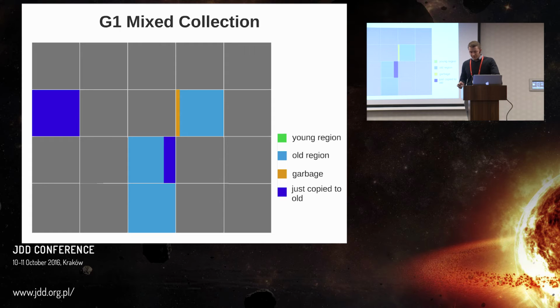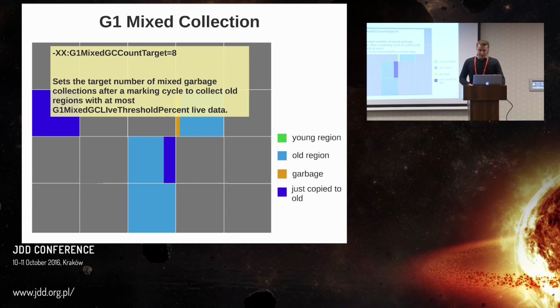Once all the regions are evacuated, the mixed collection will be stopped, and then we will again have young collections, and then again marking phase and mixed collections. The number of the cycles will be by default 8. So it will collect all the regions from old generation after 8 cycles. You can change this with this flag, but it's something that I don't really recommend.